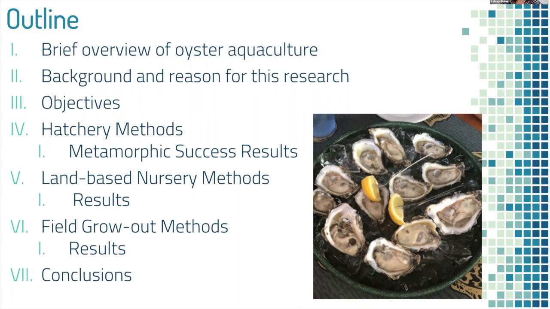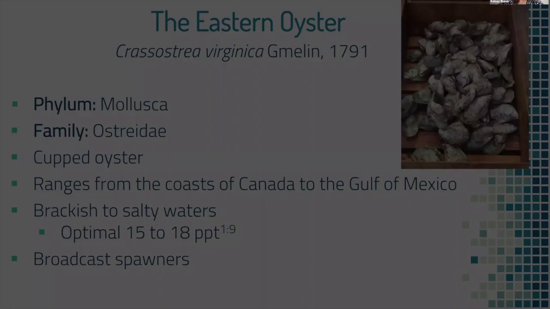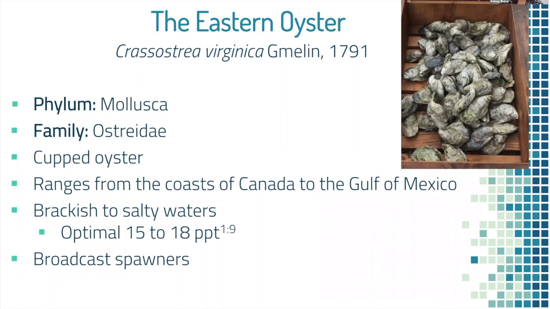and then finally conclusions. So the eastern oyster, or Crassostrea virginica, is in the mollusca phylum and part of the Ostreidae family. These oysters are cupped oysters, which is a trait that oyster farmers will take advantage of to create deeper cups to sell to the half-shell market. These oysters range off the coasts of Canada all the way through the Gulf of Mexico.